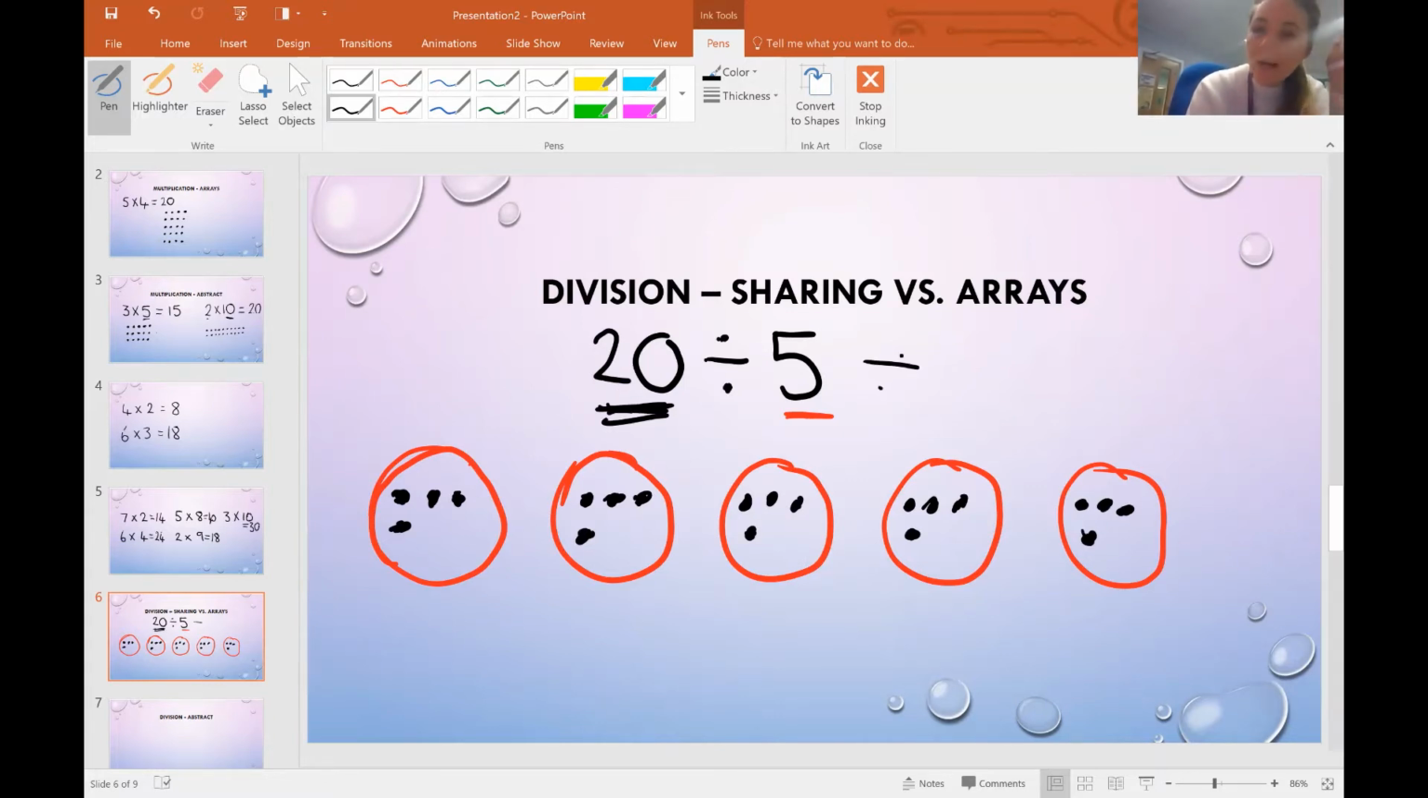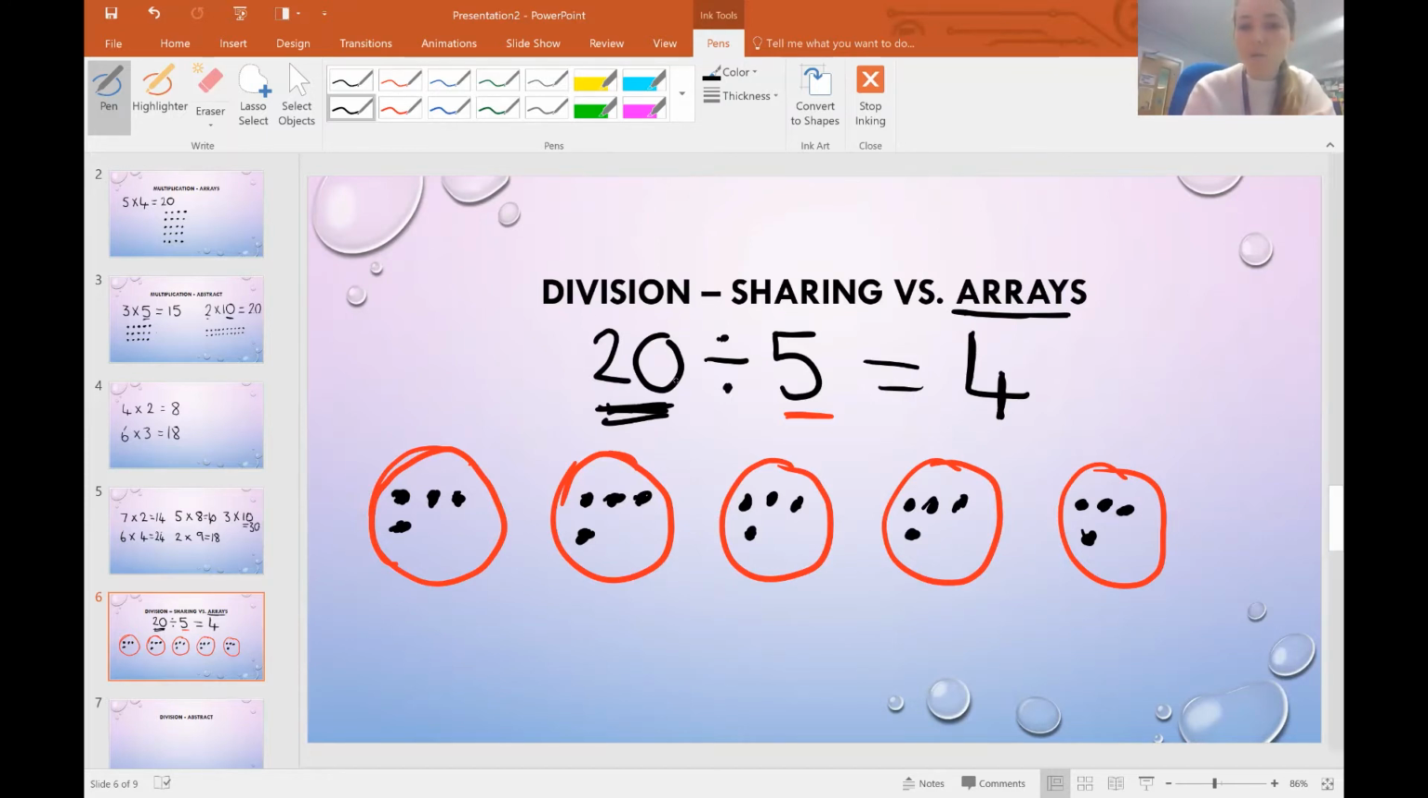So we need to think about how many does each plate have. Each plate has 4, so the answer is 4. If I share 20 equally between 5, each plate will have 4. That's what that means. So that's one way of doing it. And another way of doing it is using an array, just like we've been doing with multiplication.